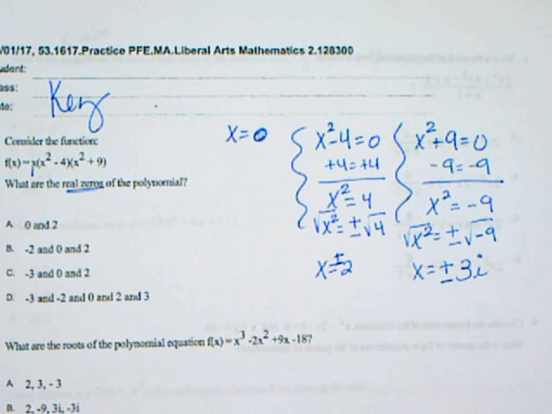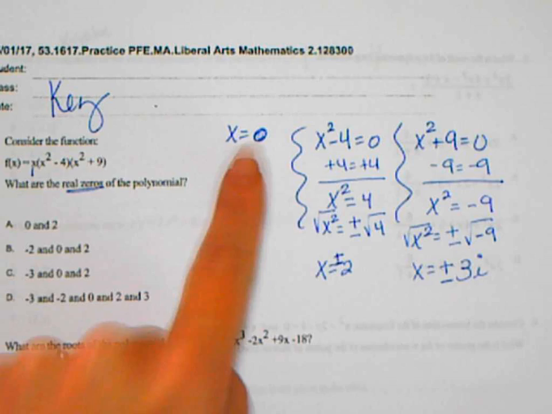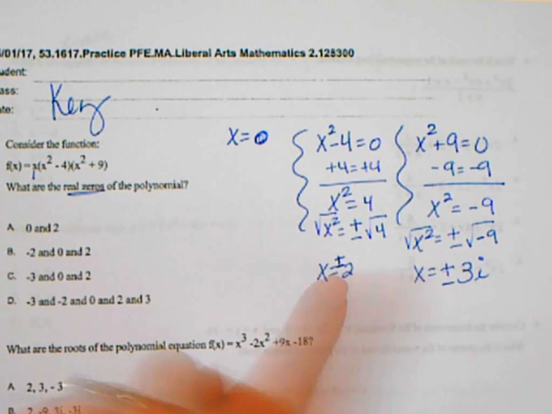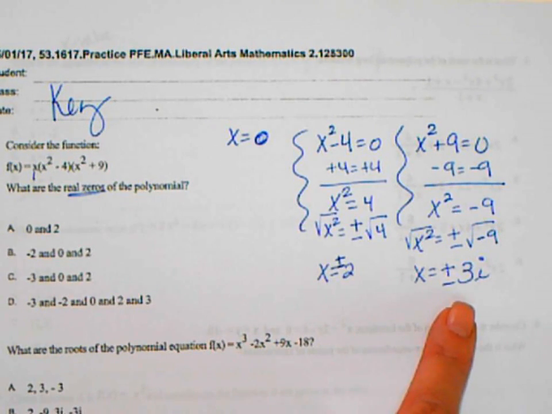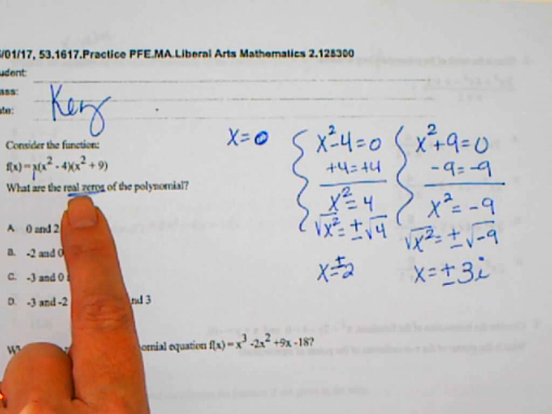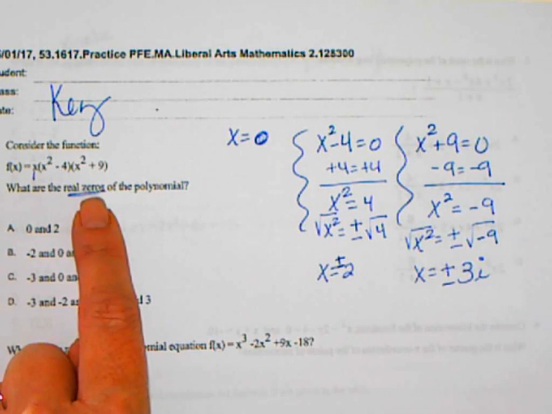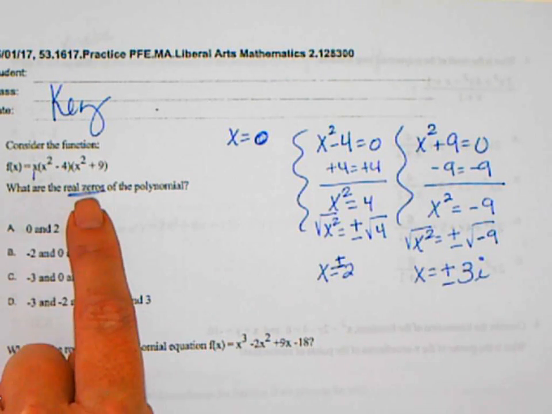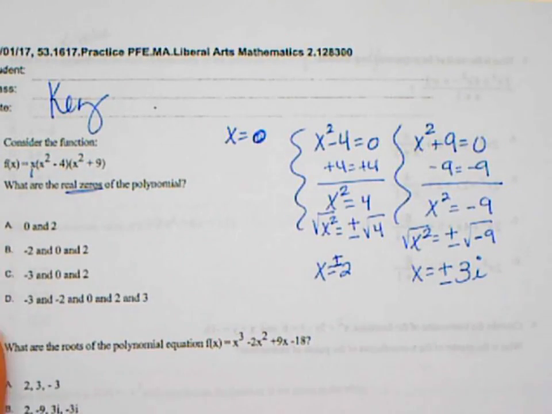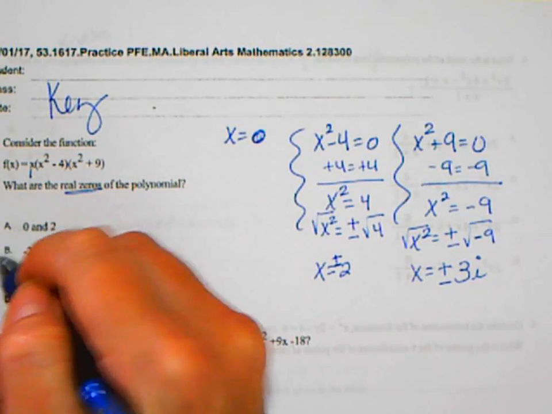Is that a real solution? No. It's two solutions, but they're imaginary. If the question said list all solutions, it would be 0, positive 2, negative 2, positive 3i, negative 3i. But because it says what are the real zeros, and zeros are the same thing as solutions, the same thing as roots, the answer is 0, positive 2, and negative 2, which would be B.